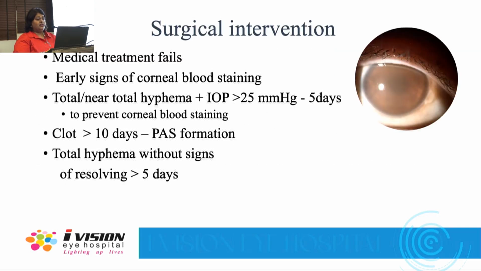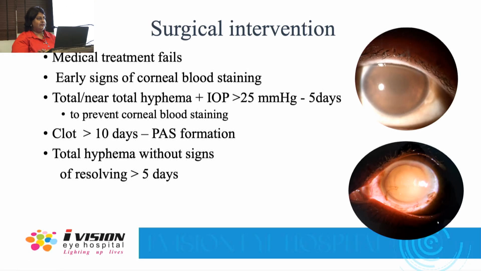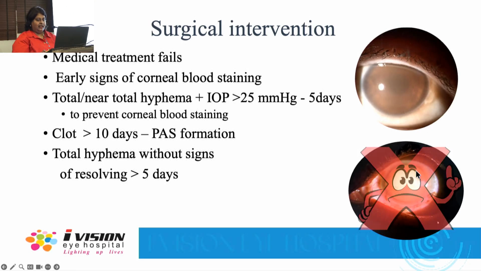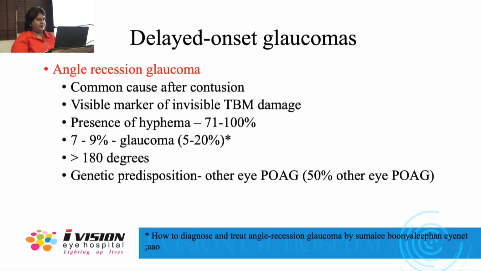The most important thing is that whenever you see early signs of corneal staining, that immediately needs to be identified. Never leave the patient in this stage of corneal staining, and this is something that you never want. Delayed onset of glaucoma is very important because patients usually forget the history of trivial trauma that they have had. Angle recession glaucoma is the most important thing in that.